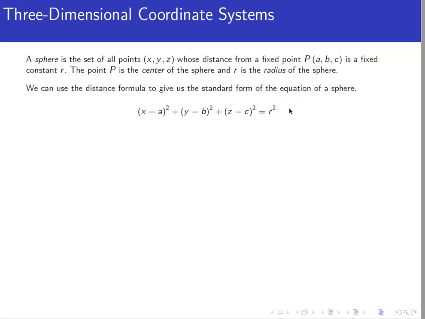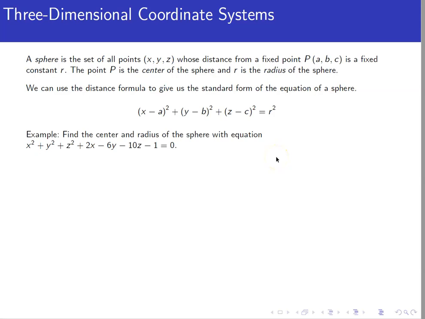Now that we have a distance formula, we can get what's referred to as the standard form of the equation of a sphere. This looks very much like our standard form of the equation of a circle. We just have an extra piece for the z. So we'll have x minus a quantity squared plus y minus b quantity squared plus z minus c quantity squared equals r squared.